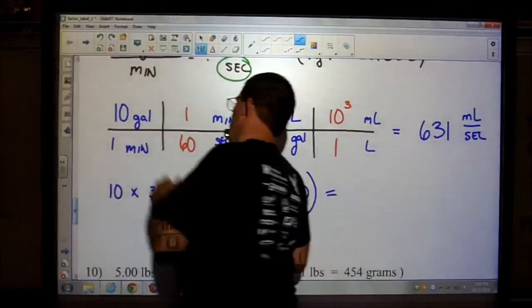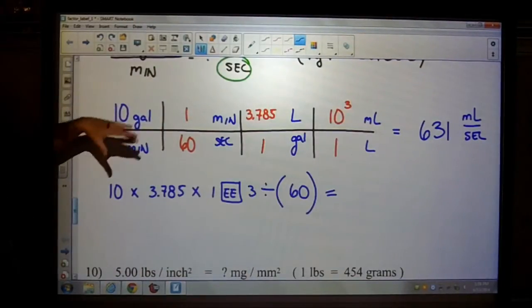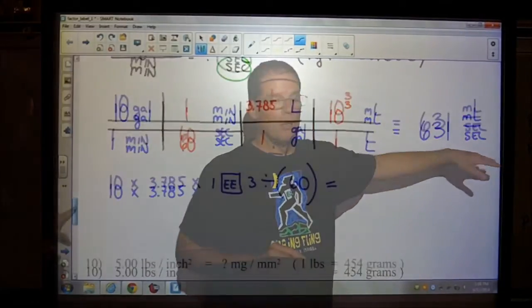Okay? So if I have 10 gallons of some liquid pouring out every minute, then that means that I'll have 631 milliliters for every second.